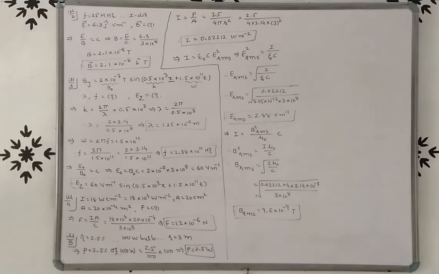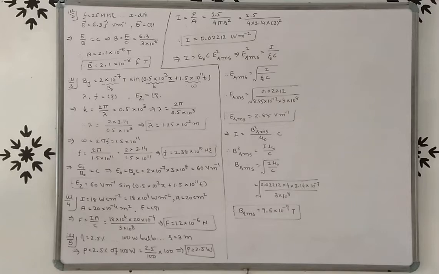0.02212. Now to find the electric and magnetic field, you have to remember the relation between electric field and intensity: I is equal to epsilon 0 c E square RMS. And to find the magnetic field, the relation between intensity and magnetic field is I equal to B square RMS upon mu 0 into c.